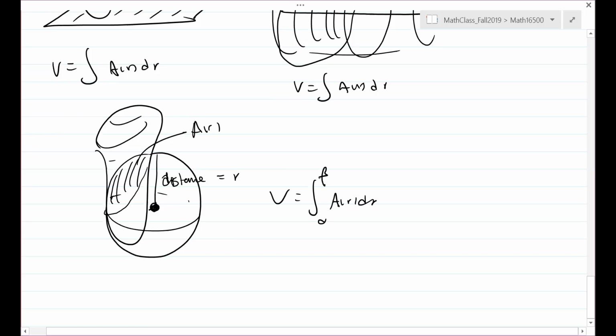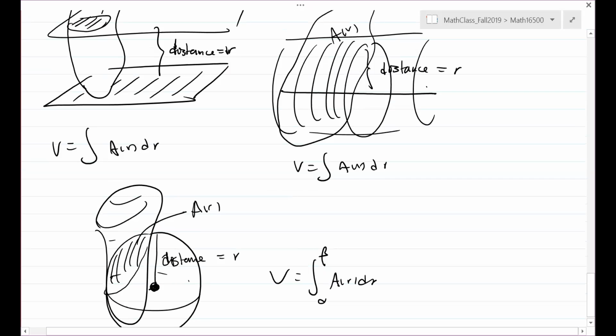So the formula itself looks exactly the same. The question is, how do you calculate the intersection, which is a portion of surface on the sphere, a portion of surface on the cylinder, or a portion of surface on the plane?